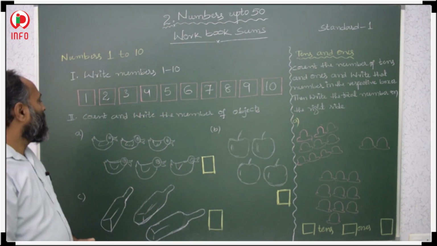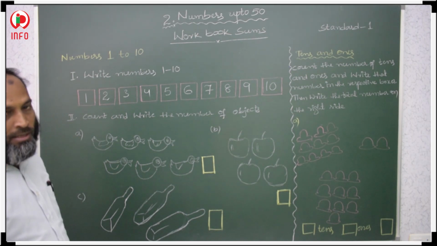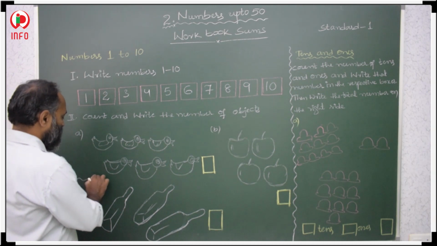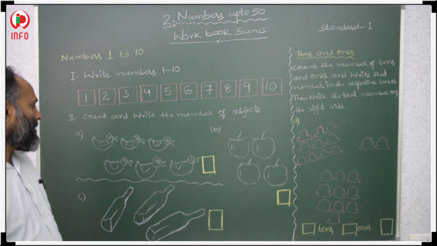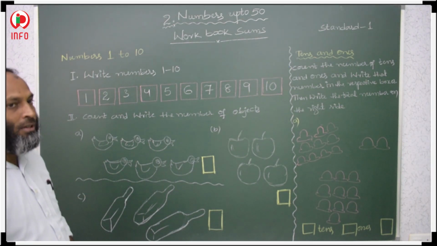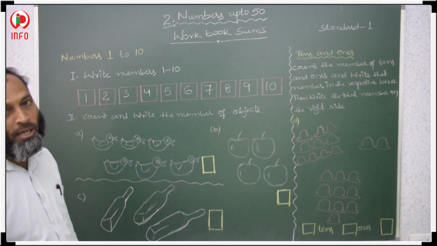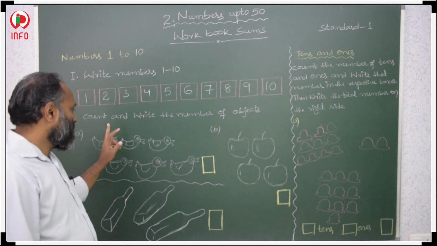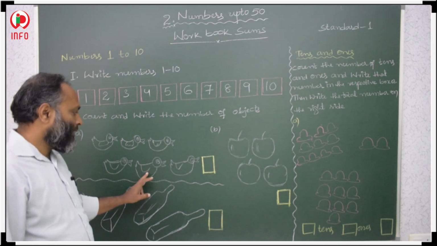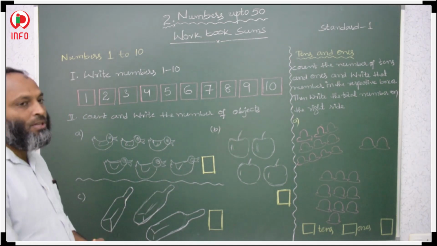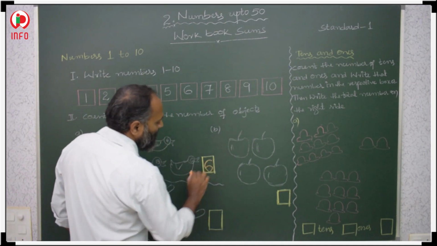So in the second question, some pictures, some objects are given. In these pictures we have to count and write how many objects are there. Here in the first picture, we have to count the number of objects. How many ducks were given here? We have to count. This is 1, this is 2, this is 3, this is 4, this is 5, and this is 6. Total how many objects were there here? 6. That number we have to write here. 6 objects.